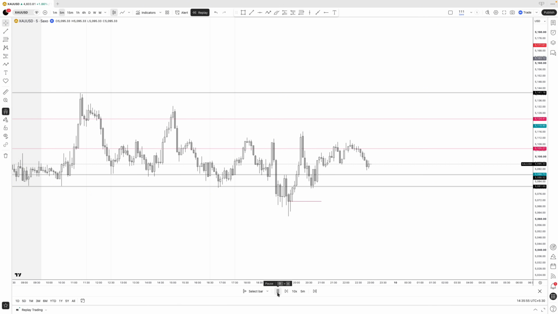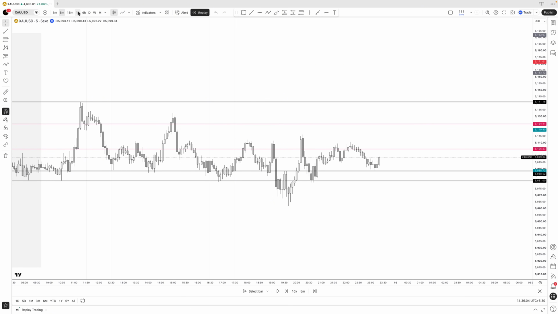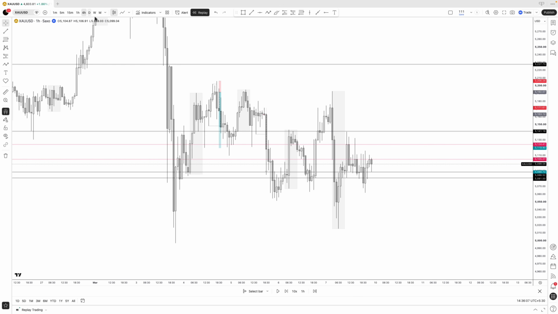There are no breakouts. And now it is too late in the day. So after around 9 p.m. my time, I just close the charts. I'm done. So there are no trades here. So let's see what we have on the next day.